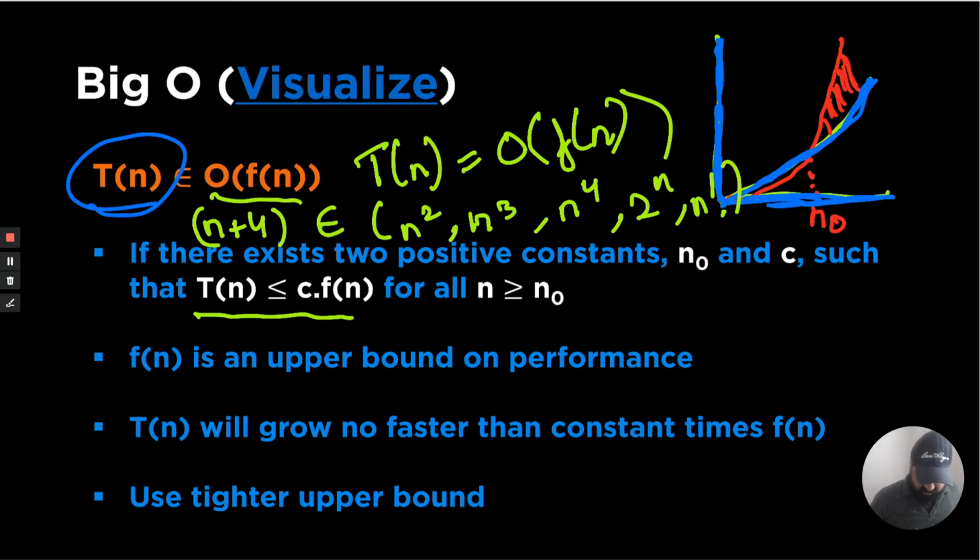Now, n naught and c in this definition: n naught I already explained to you, there's a point where one of the curves will start to grow much faster, and c is basically another constant that multiplies f of n. So in this case, this was f of n, and the lower curve, the blue one, was actually T of n.